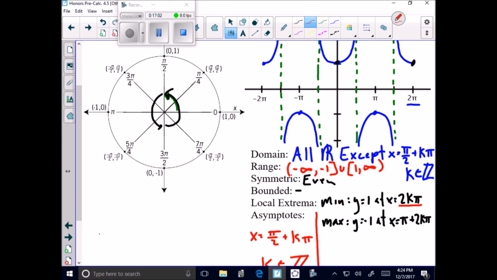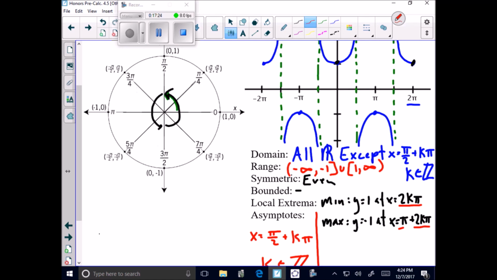Here we can say that the max we have is -1, and that happens first at pi, and then it's going to happen at the same point every period. So that means that it's going to happen at every coterminal rotation, and those are integer increments of 2 pi again. So we would say pi plus 2k pi would give us every x value that would give us a max.